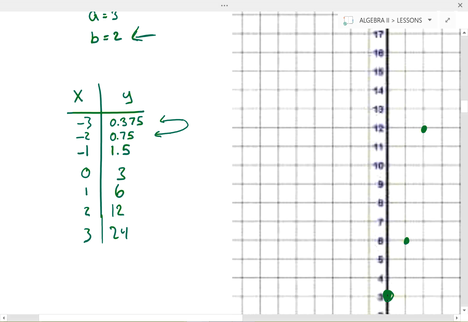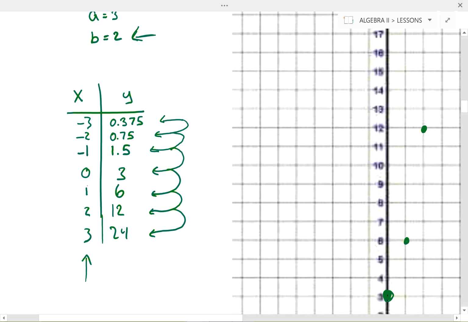I end up with 0.75. If I multiply that by my base multiplier of 2, I end up with 1.5. Multiply by 2, I end up with 3. Multiply by 2, I end up with 6. Multiply by 2, I end up with 12. Multiply by 2, I end up with 24. So your base multiplier actually sets the pattern that you end up seeing in your equation. Now there's a couple things that are critical about that. Number one, you'll notice that we only observe that pattern because we are counting by 1s in the x.